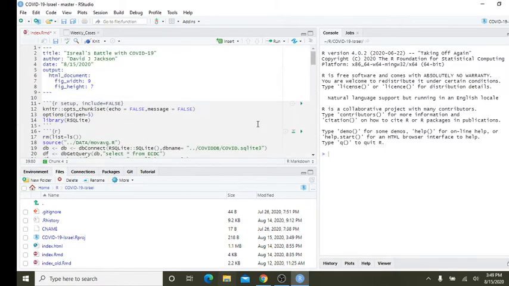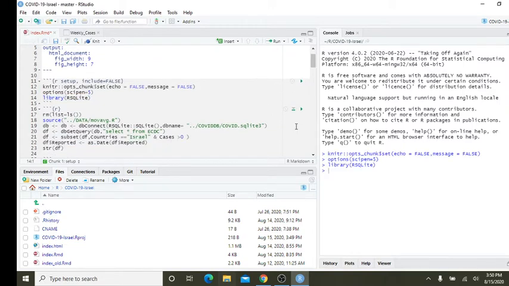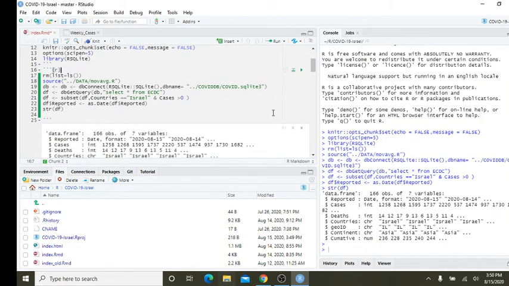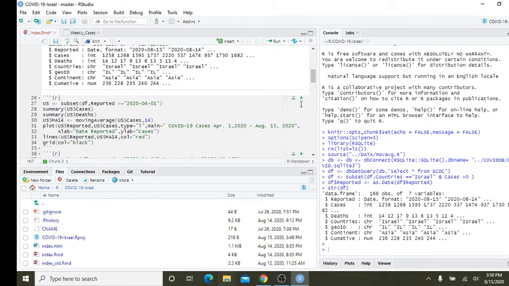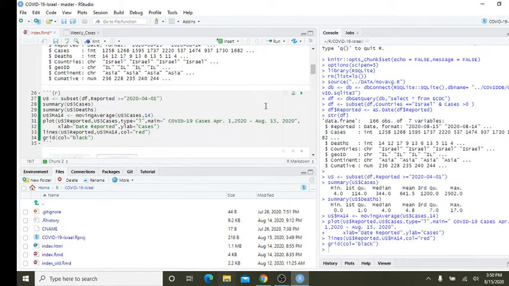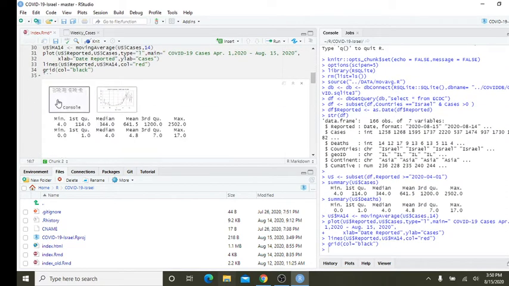As you can see, the only library I'm currently using is the RSQLite library. Everything else is base R and R Markdown. Load the library, load some data. Data is verified. Let's go ahead and run our first report.